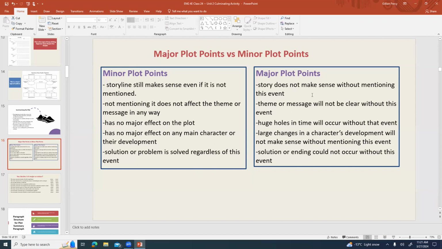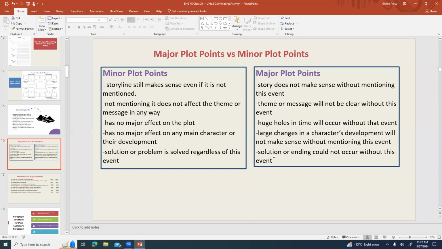For a major plot point, the story won't make sense unless you mention that event. Or the theme or the message will not be clear without this event. Huge holes in time will occur without that event, where people will be like, I don't understand what happened. First they were here and then all of a sudden they were here. Large changes in a character's development will not make sense without mentioning this event. And the solution or the ending could not occur without this event.